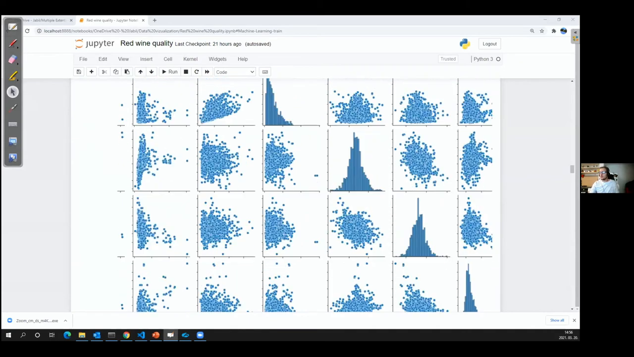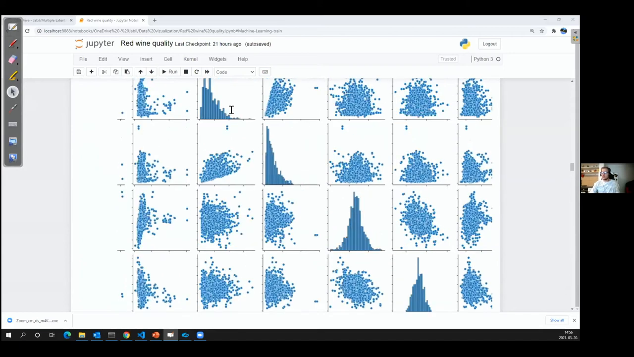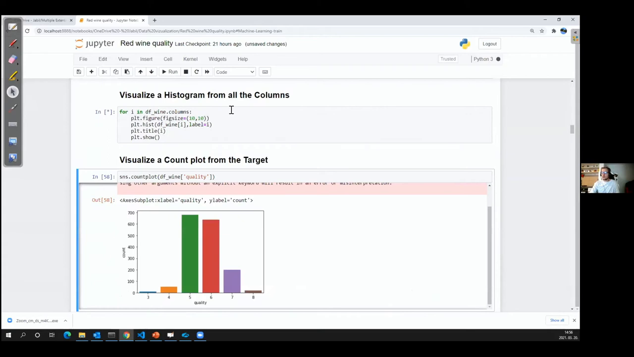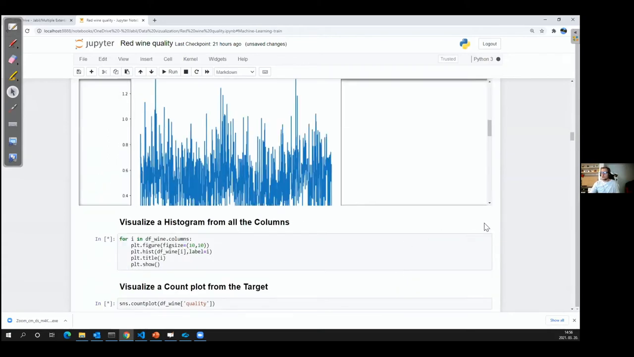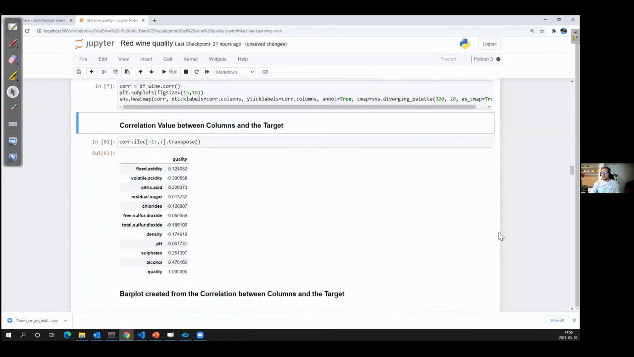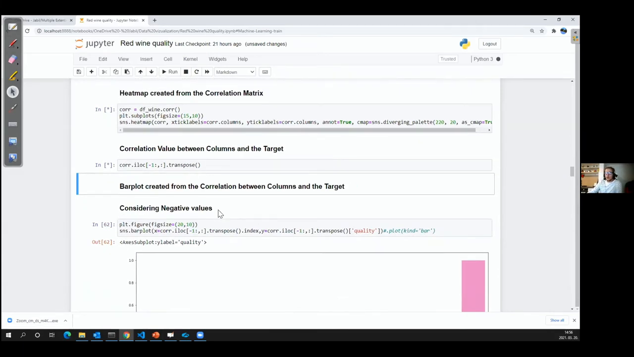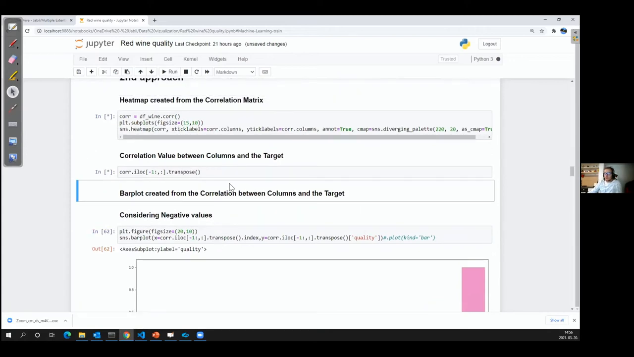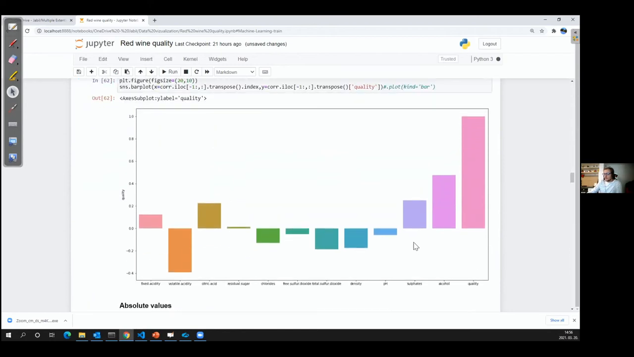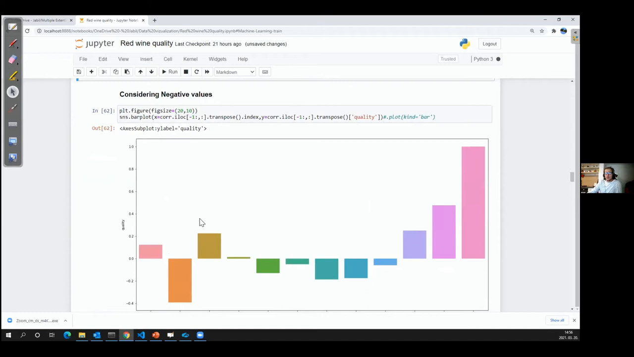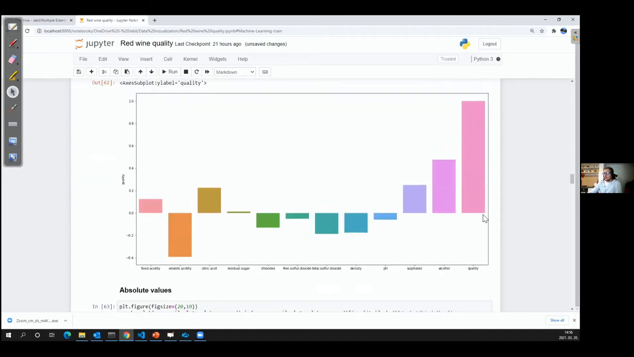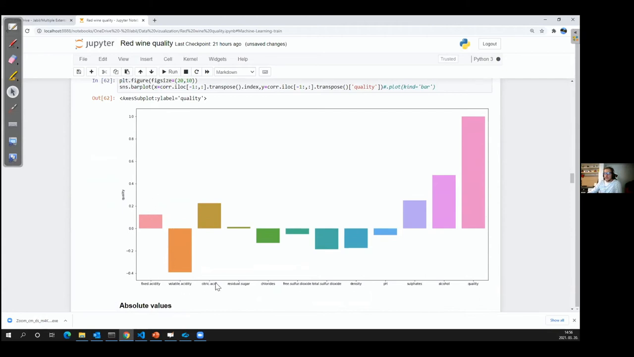I need to run this, because I think I forgot to run the plots in real time. Now we want to see how the different columns correlate with our target value, which is the quality. This is the so-called bar plot, which basically has, on the X dimension, all the columns of our data set listed, and on the Y axis, the correlation value.